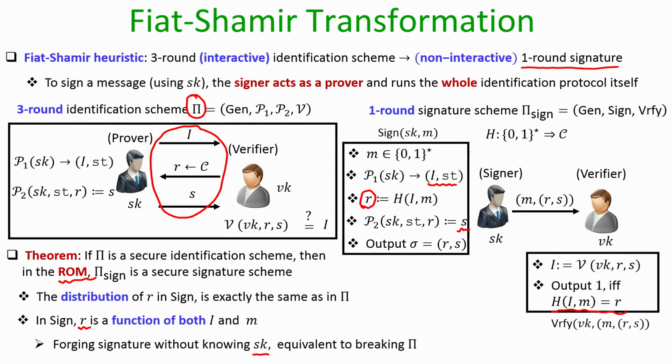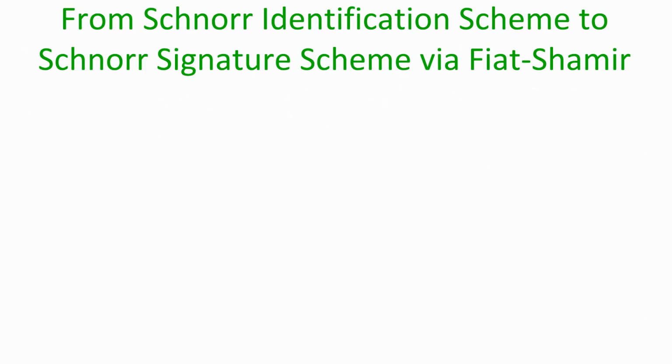But that goes against the assumption that my underlying identification scheme is a secure identification scheme. So, that is the intuitive idea behind this Fiat-Shamir transformation. I am not going into the full formal details. So, now let us see how we can apply this Fiat-Shamir transformation on the identification scheme due to Schnorr, and as a result we obtain a signature scheme which we call the Schnorr signature scheme.